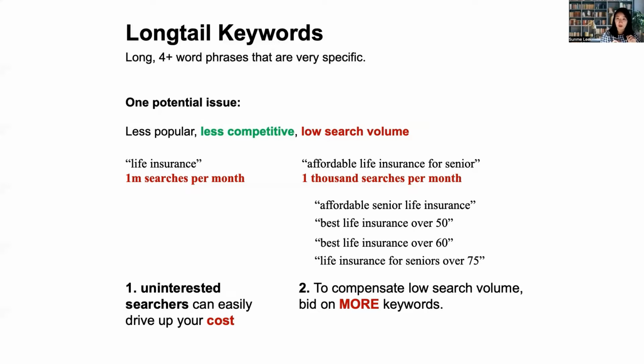Individually, each of those long tail keywords might have lower volume, but that lower volume can be compensated by adding up all these long tail keywords. So you can also achieve high search volume. By doing this, you can maintain the highly targeted quality of the long tail keywords without paying too much for the keywords. So it's a very good strategy.